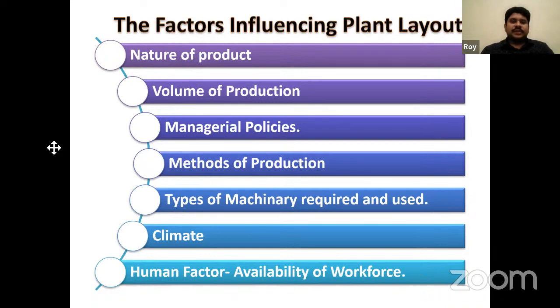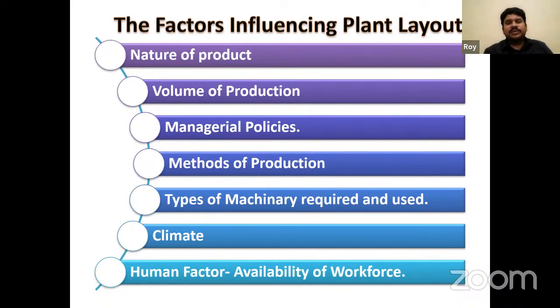First one is the nature of the product. What type of product are you producing? If you are manufacturing big machinery or locomotives, the engines of the trains, that plant will be different. Or if you're manufacturing cars, that plant will be different. If you're manufacturing small items like mobiles or laptops or a mouse, it will differ. The layout changes based on the nature of the product.